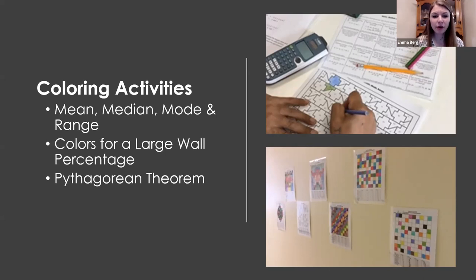I also recently found a coloring activity related to the Pythagorean theorem. It was actually a choice activity as well, where they had two or three different problems they could choose from. The whole point was I needed them to draw an illustration that illustrated their problem. And then they would need to come up to the board, show it to their classmates, and explain their process to it.